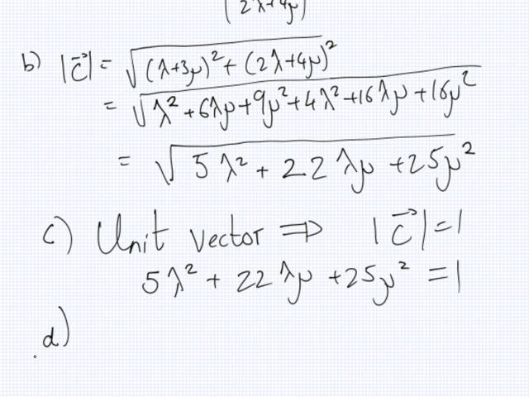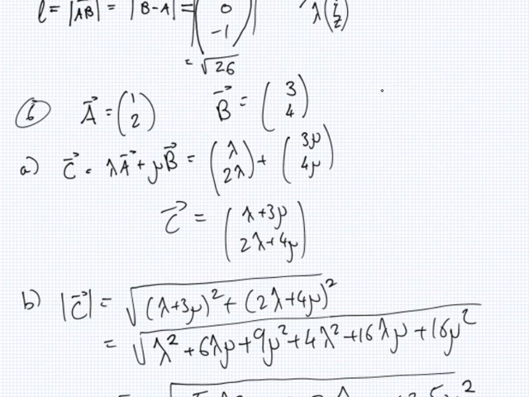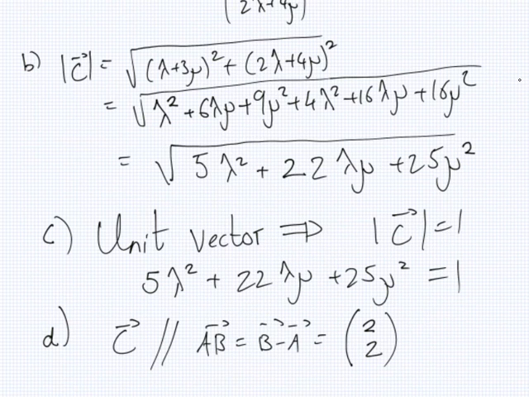D. What is the relationship between lambda and mu if C is parallel to AB? And AB is B minus A, which in this case is, what's B minus A? 4 minus 2 and 3 minus 1. So I tell you that C is parallel to AB and AB is 2, 2. Because we have the AB from the start, AB will be 2, 2. So what is the formula I can make if I tell you C is parallel to AB?